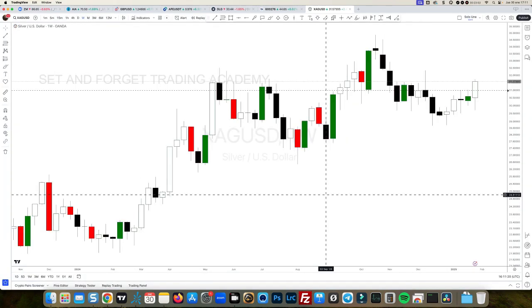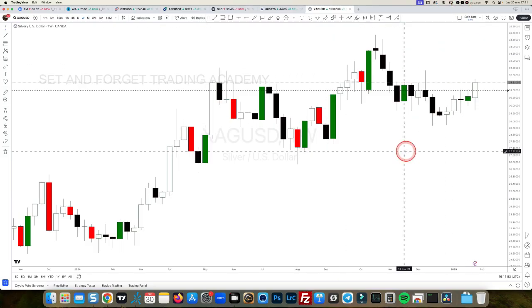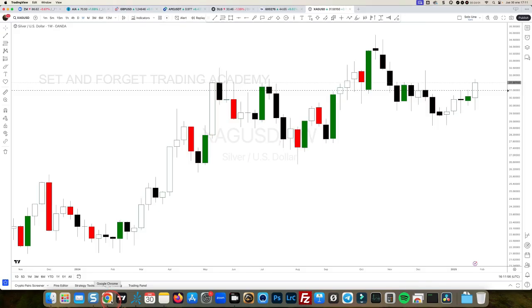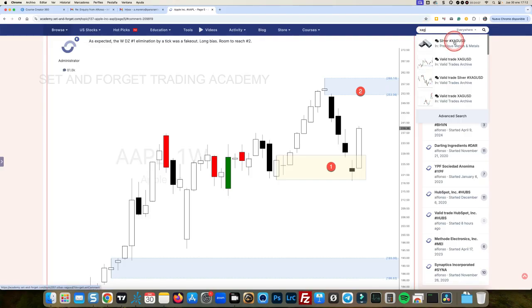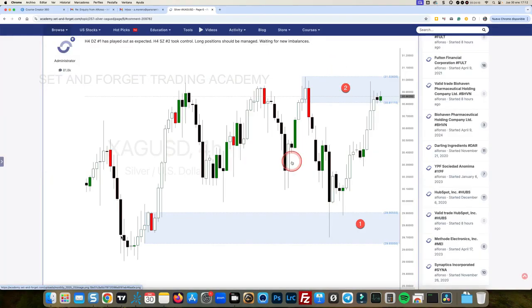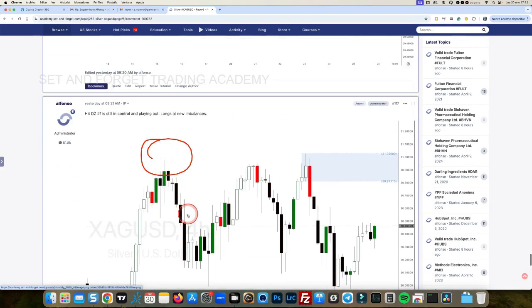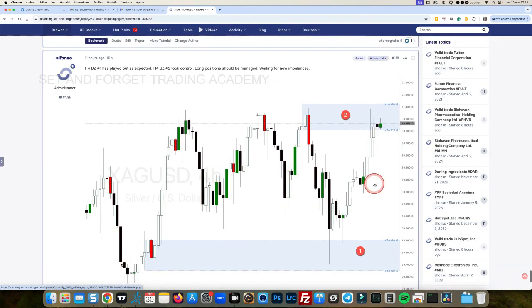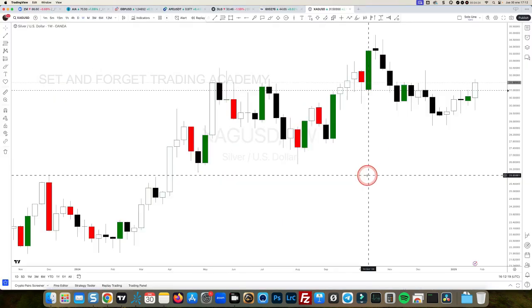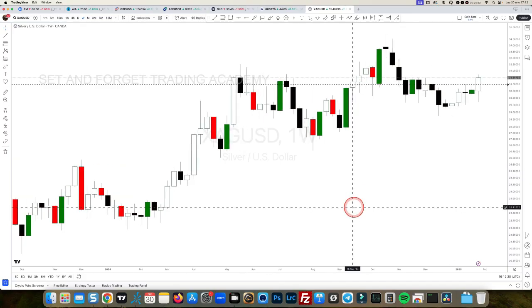Okay, and I remember that there is a trade playing out on silver spot. Let me take a look at it so you can see how this plays out. This trade over here in the 4-hour was planned a few days ago. We are expecting the elimination of this one, waiting for new imbalances, but I just remembered it since we were doing the analysis for gold spot. Now this is silver spot.